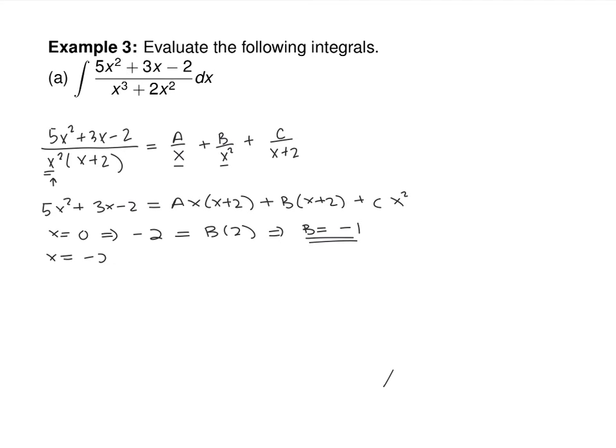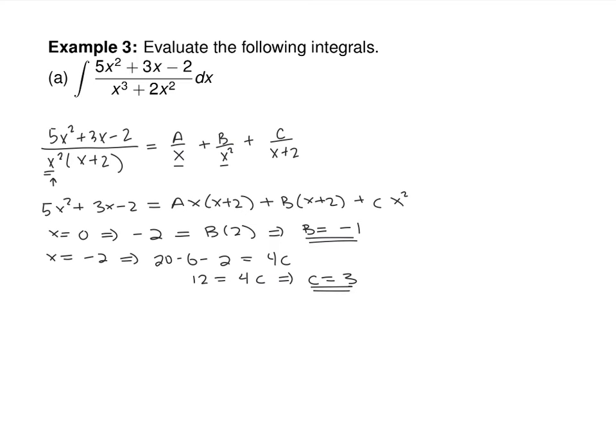If we plug in x equals negative 2, on the right we get 20 minus 6 minus 2 equals 4c. So 20 minus 6 is 14, minus 2 is 12, 12 equals 4c, therefore c must equal 3. Now it's just a that we're missing, and there's nothing we can plug in that will make the b's and c go away simultaneously and leave a alone, so we have to resort to a different method.